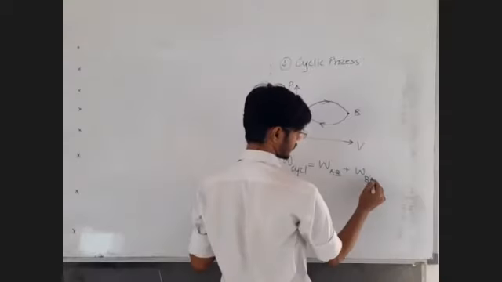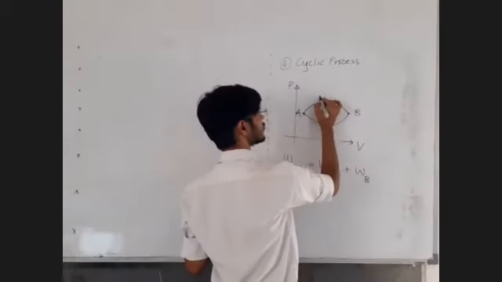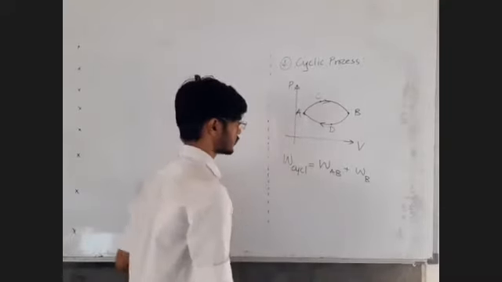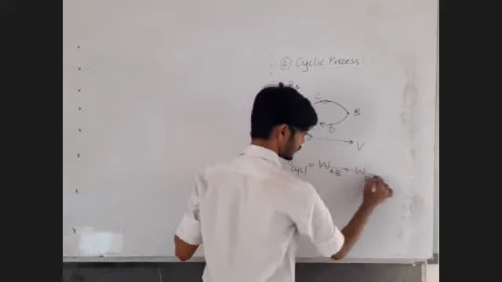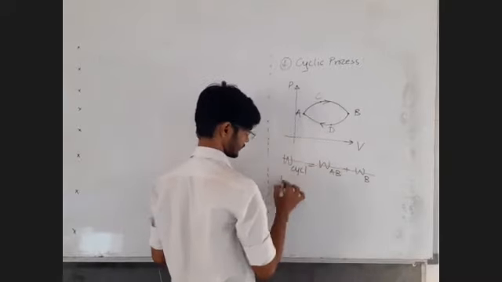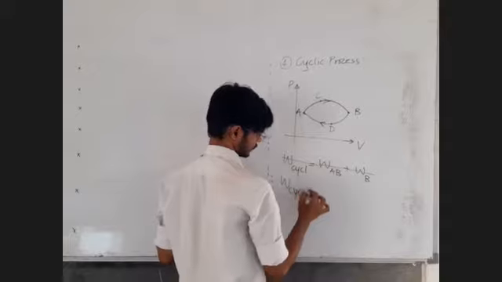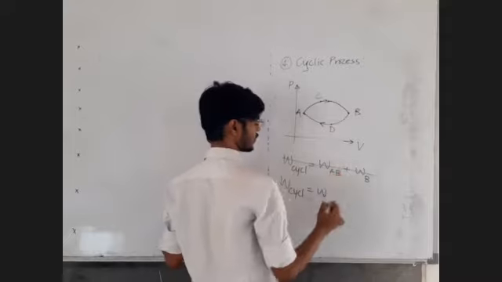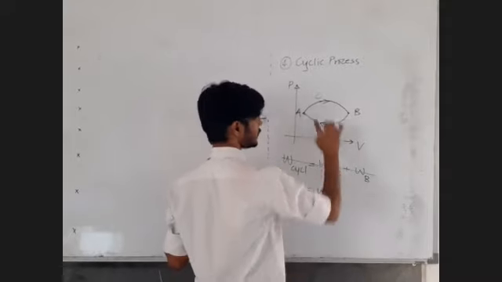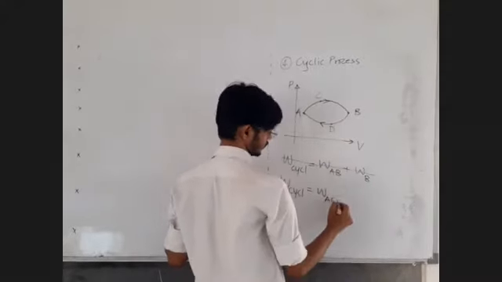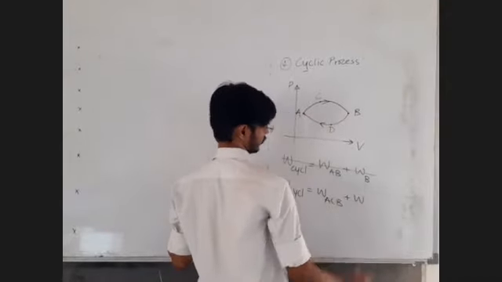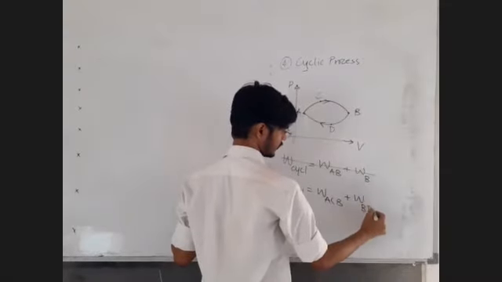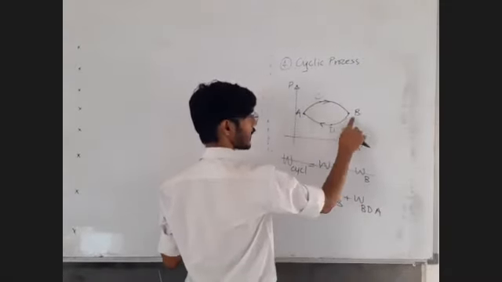Let me write this point as C and this point as D. That will avoid the confusion. Work done in the process A, C, B, let me take just one more point so that it will define the path clearly, plus work done in the path B, D, A. A, C, B and B, D, A.